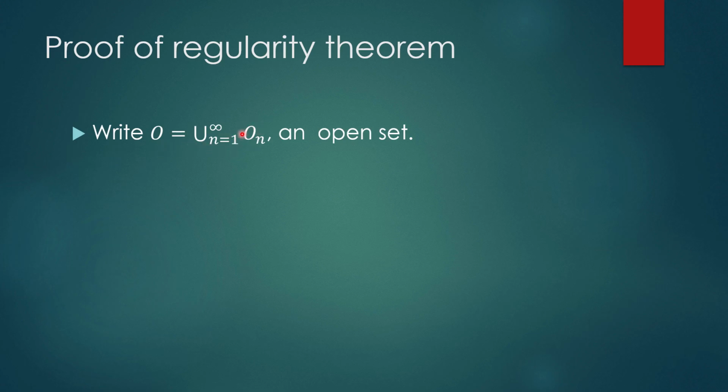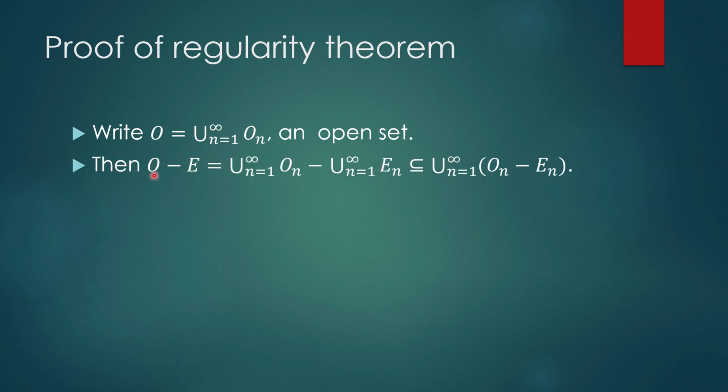So each open set On is open, therefore their union is also open. So O is an open set, and O difference E we can write in this form: union n going from 1 to infinity On, difference union n going from 1 to infinity En, and that is a subset of union n going from 1 to infinity On difference En. We can write in this form.